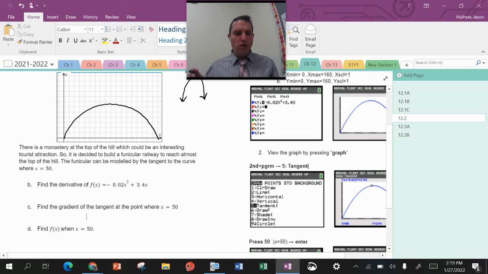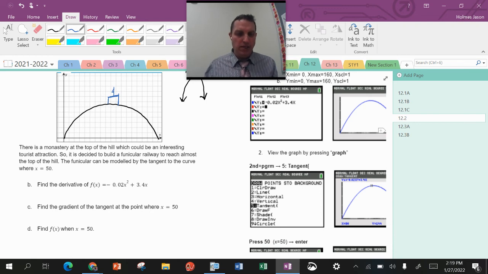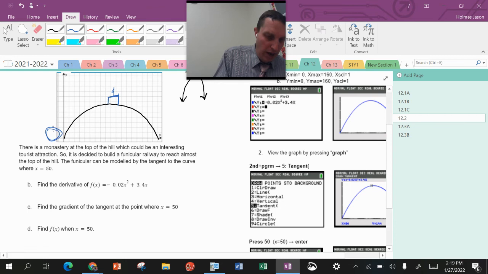What I want you to imagine is the monastery is maybe right up here. By the way, that's a place where monks live and do all their meditation. So we'll put a little flag up there. They think it's going to be a nice tourist attraction, so they want to get people from this parking lot down here up to the top of this hill, using what's called a funicular railway.